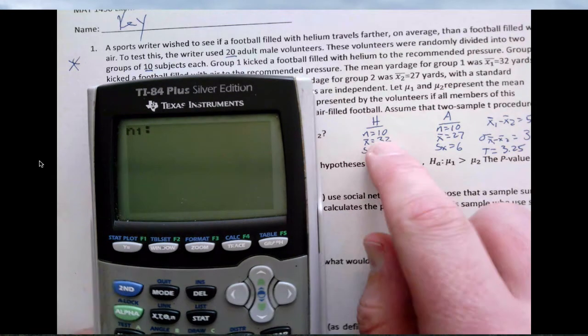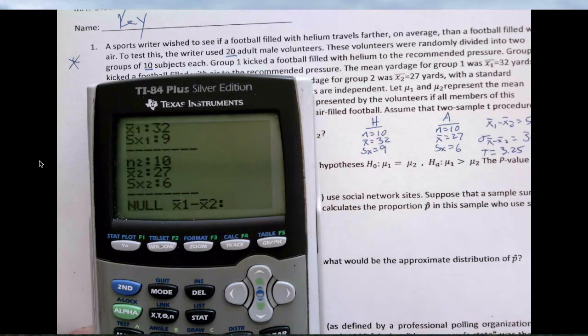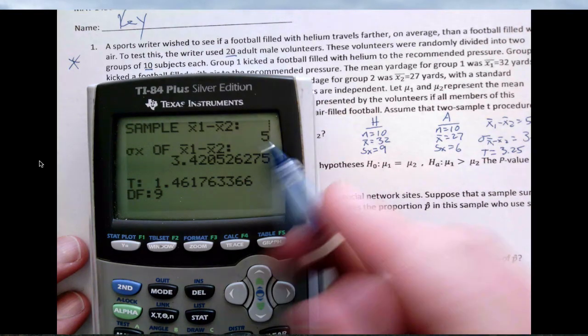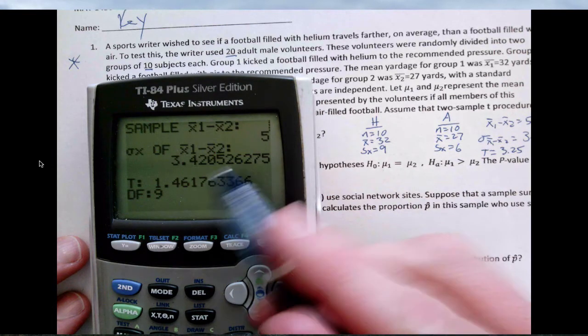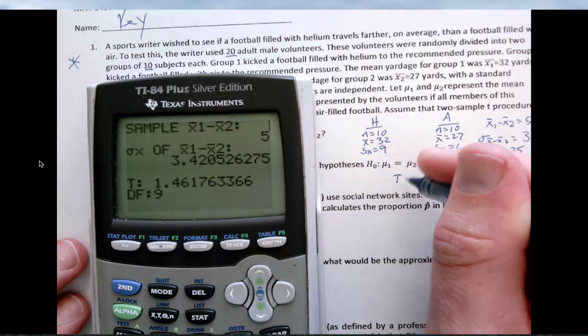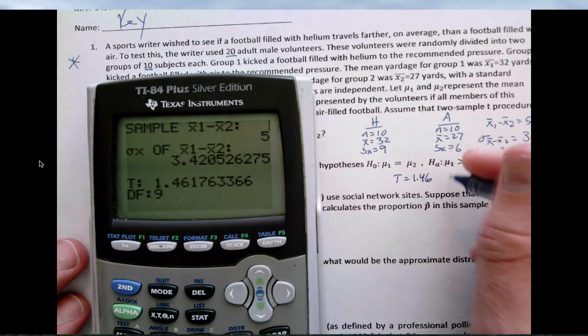In this one, our first n is 10. Okay, x bar 1 is 32, and then 9. The next one we have 10, 27, 6. Okay, the null is 0, which means they're the same. All right, and in this case, we had 5 again. We had the same standard deviation. In this case, the t statistic was 1.4 with degrees of freedom 9.